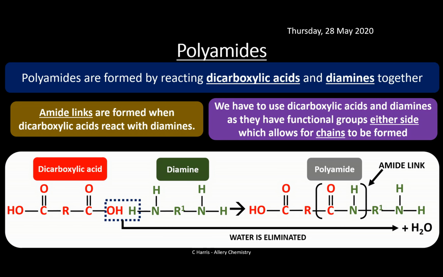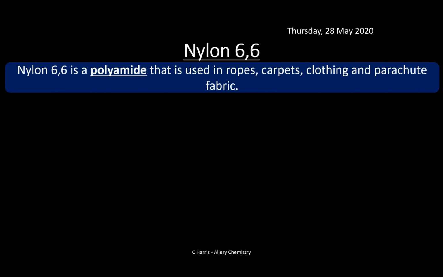Okay, so let's have a look at a specific example of a polyamide, and we're going to look at nylon 6,6. So nylon 6,6 is a polyamide that's used in ropes and carpets, clothing, parachute fabric. So you kind of get the idea of what it's like.